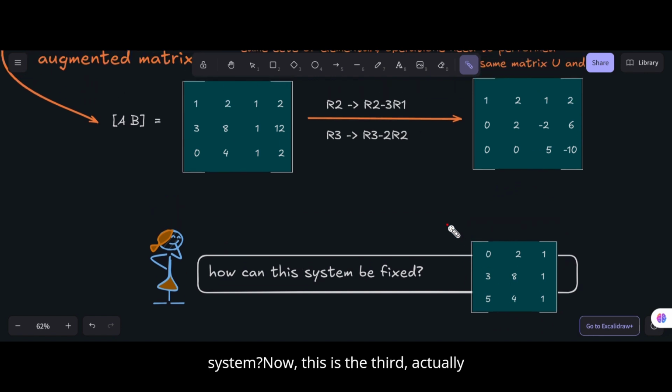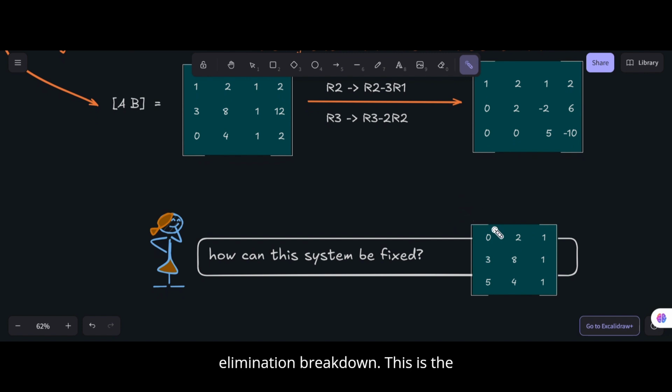Now this is the third. Actually, this is the third failure in the elimination breakdown. But I didn't discuss this before. I will be discussing this in the upcoming lecture or the next lecture.